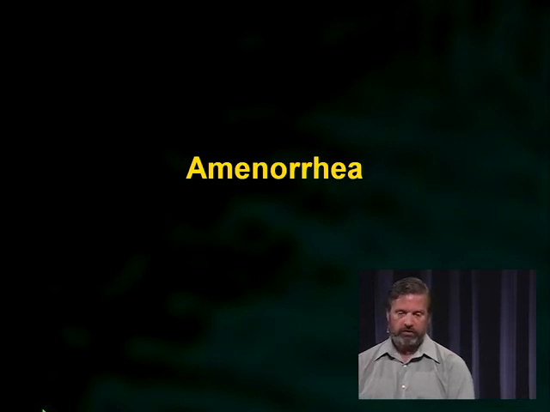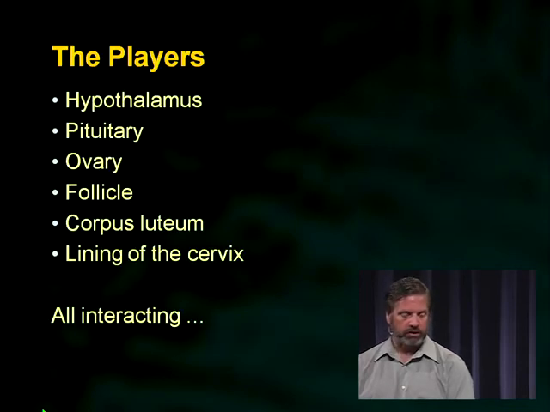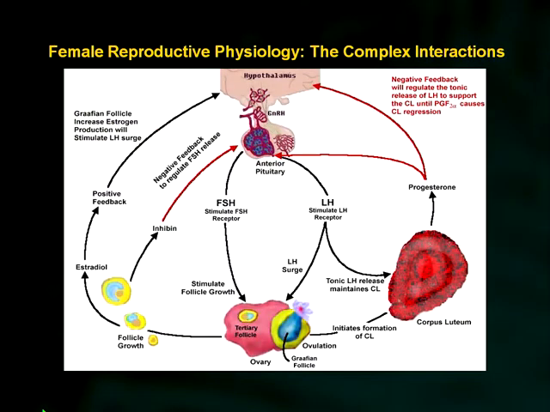All right, we're going to talk about some menstrual issues. And the first thing we need to do is look at all the actors. And here's the list of the actors in this complicated play. And here's the play. And what you see here is a lot of positive and negative feedback, a lot of cycles, a lot of interconnectedness. But it suffices to say that it's a very complicated system.